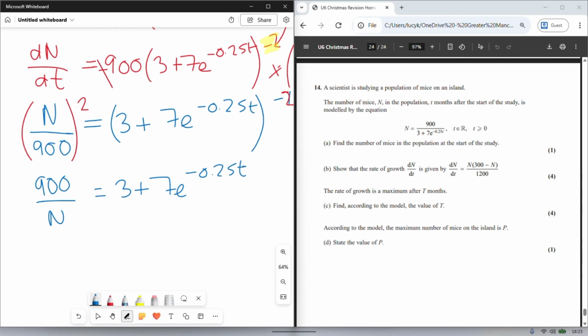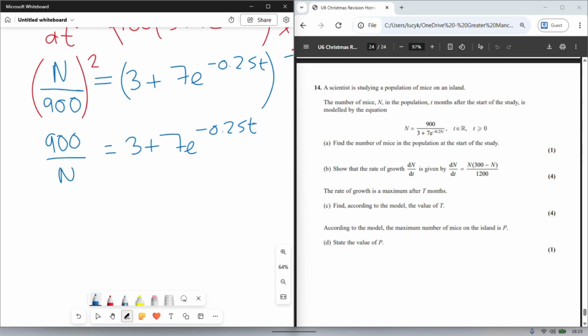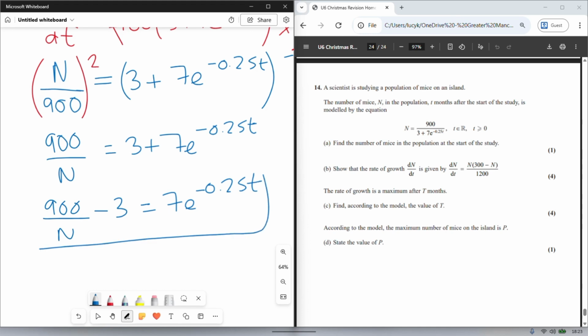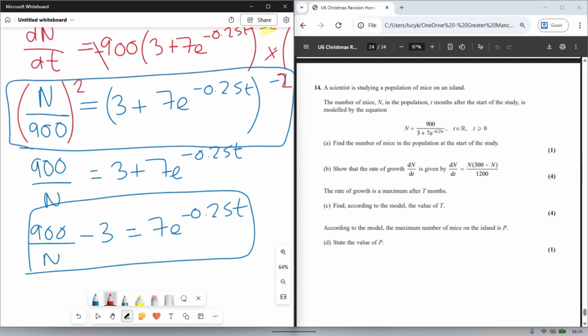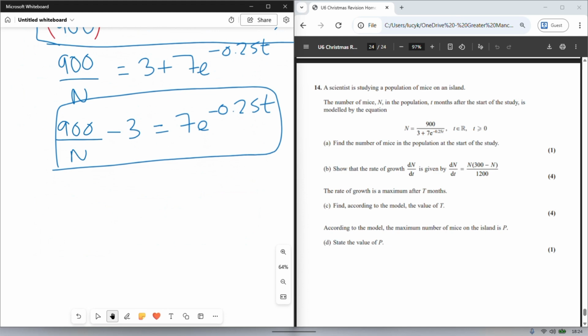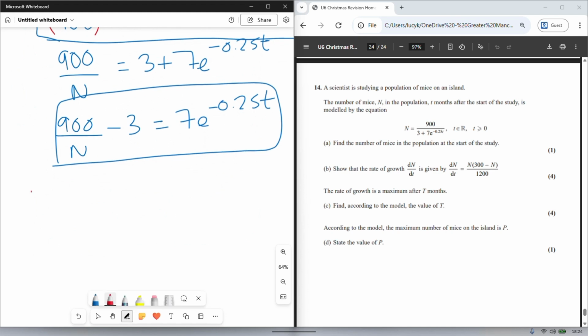So then I can rearrange that now. So I can do 900 over n minus 3 is equal to that 7e to the minus 0.25t. So I've now got this thing here, and if I go a little bit further up, I have that thing there. So I'm now going to use both of these and substitute them into dn by dt. Apologies, I'm having to move around the board a lot here.